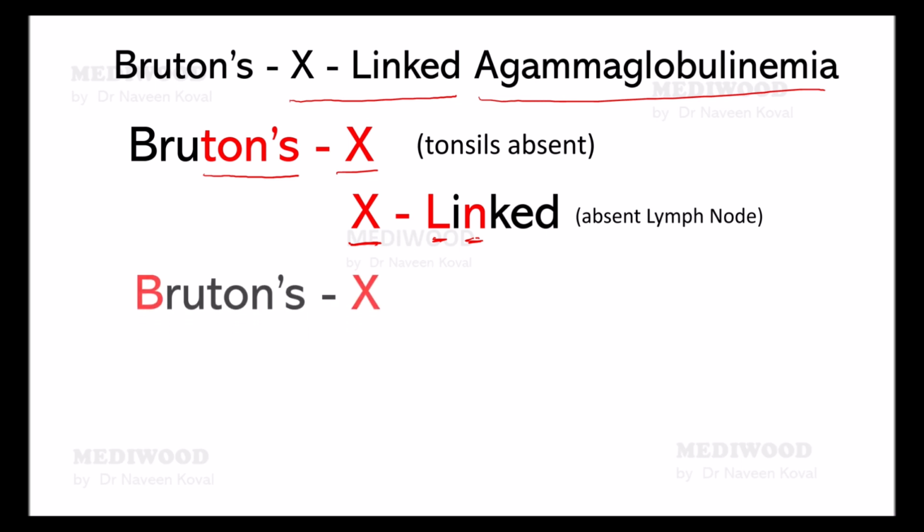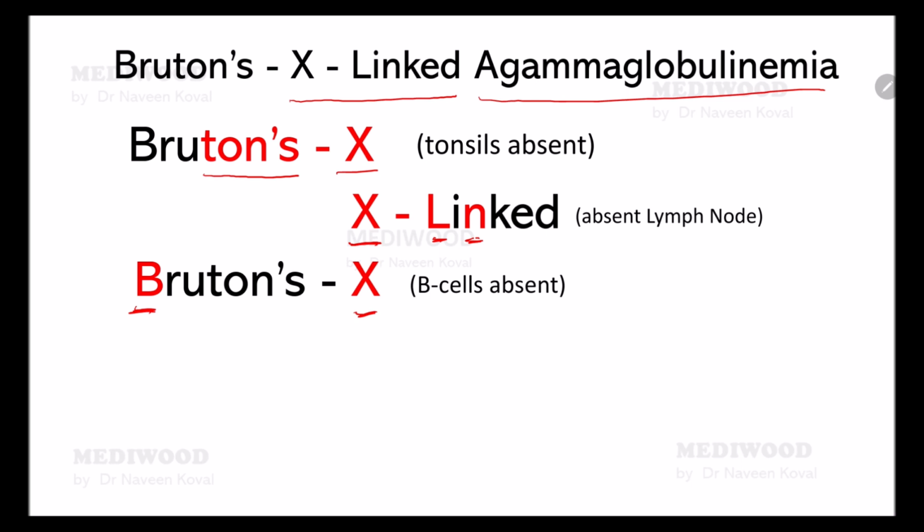Okay, and one more thing is Bruton's X. When you're writing Bruton's X, it's B and X. That means the B cells. The B cells are absent. You already know that B cells are the ones that produce the antibodies. So in this condition, the B cells are getting affected, and therefore the antibody production is getting affected. And because of that consequence, the child will be having recurrent infections.